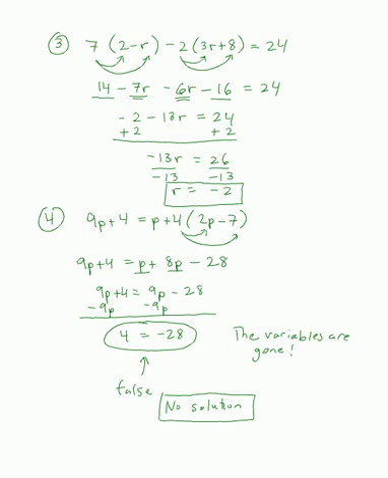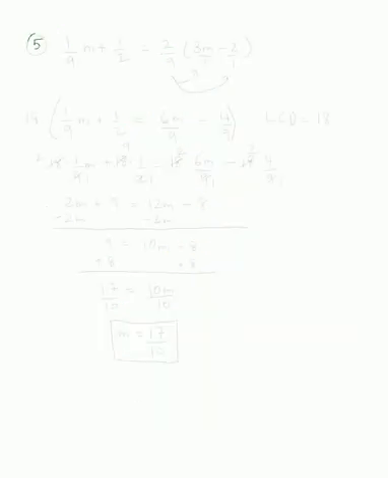Let's do one last example. This is going to be a tougher one with fractions in it. So we're going to have 1/9 m plus 1/2 equals 2/9 times 3m minus 2. Alright, so this is going to have a lot of steps involved.